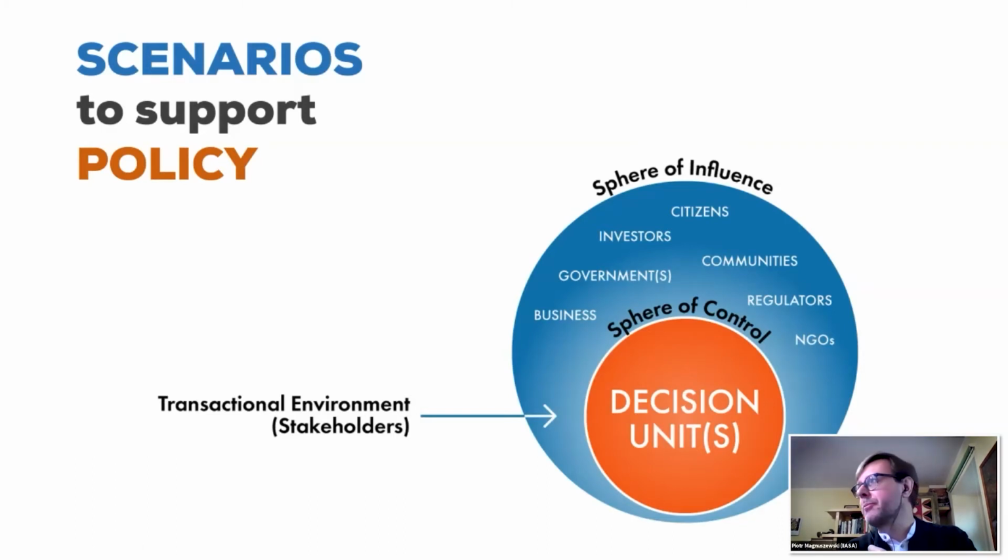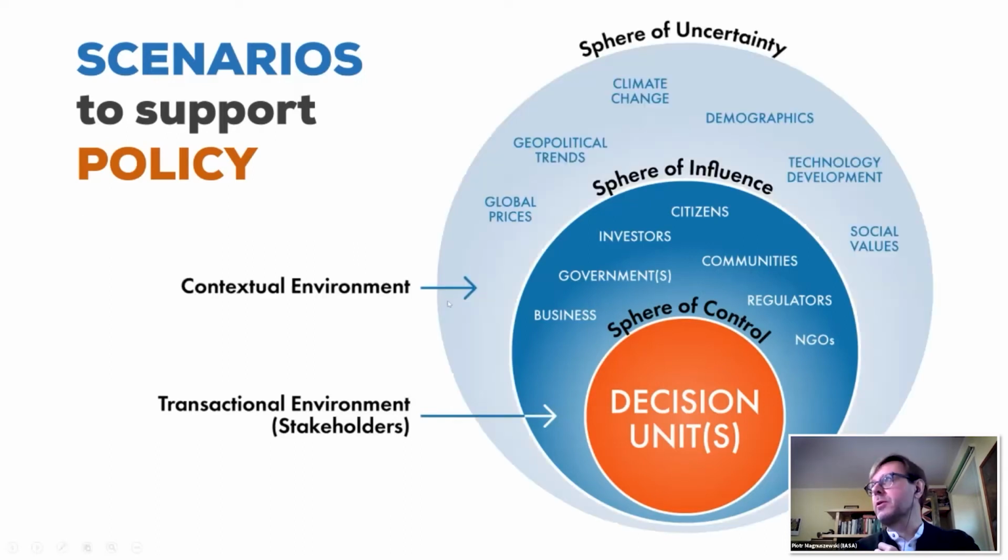And finally, at the broadest level, we have what we call the sphere of uncertainty, with all the geopolitical trends, changes in global economies and prices, climate change, demographics, technology development, and different social values. So that's the contextual environment when we apply scenarios, and then we try to respond within this sphere of influence and control.